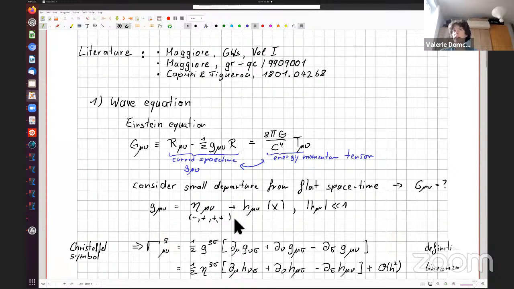But in fact, it doesn't make sense. In vacuum everything is easy. In curved space-time, it doesn't make sense to talk about a gravitational wave without specifying how you have even defined what your background is.